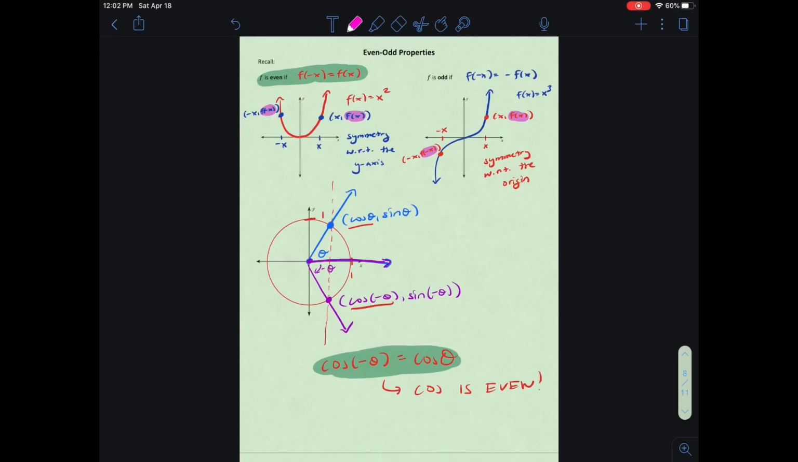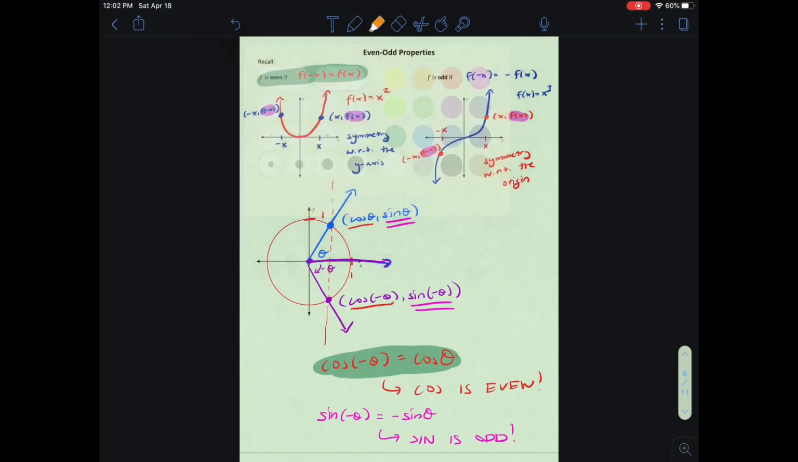Now let's compare the y coordinates on my 2 points. Here I have sine of theta, here I have sine of negative theta. Now if you pay attention to the position of these 2 points, their y coordinates are opposites of each other. I can say that sine of negative theta is really going to be the opposite of sine of theta. And what this tells me is that sine is an odd function.